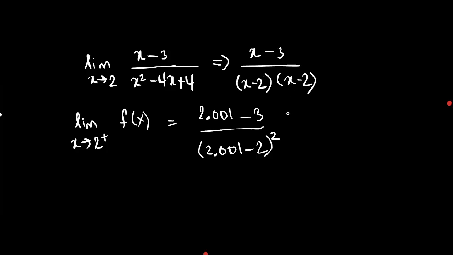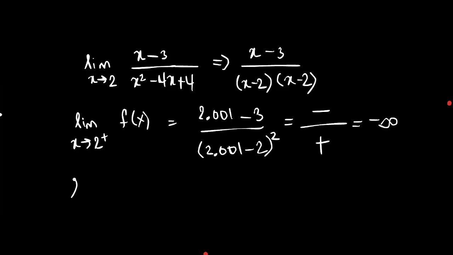But anyway, looking at what we have, again, don't even worry about the values, just the signs. So 2.001 minus 3, we know that's going to be negative. So our numerator is negative. Our denominator, 2.001 minus 2, is going to be positive. A positive value squared will remain positive. So that means this is going to be negative infinity. So our right-handed limit is negative infinity.